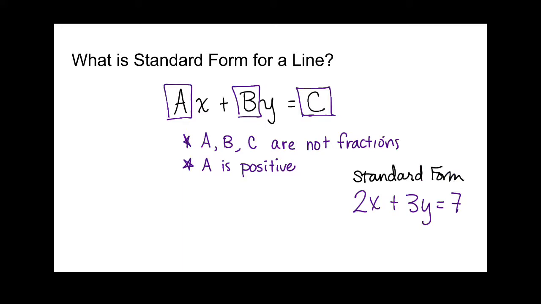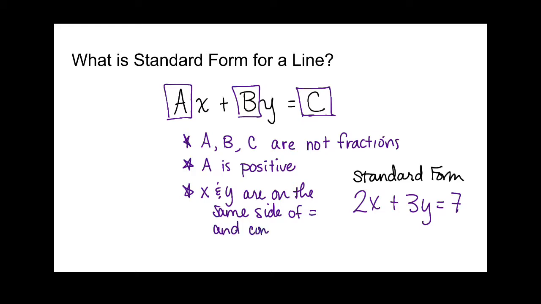Another rule of standard form is that x and y are on the same side of the equal sign, and the constant is on the other side. So you see that x and y are both on the left side of the equal sign, and that 7, which is the constant because it has no variable attached to it, is on the right.